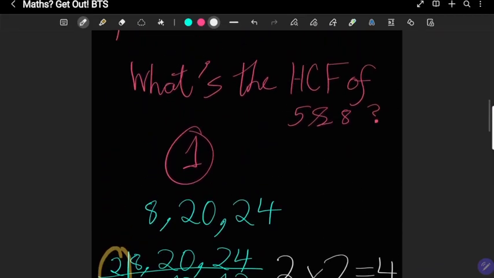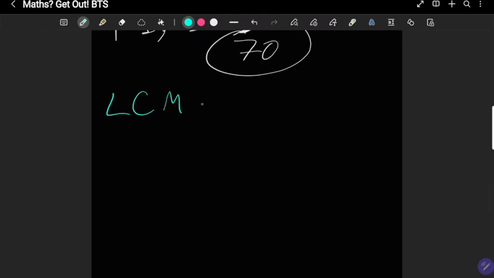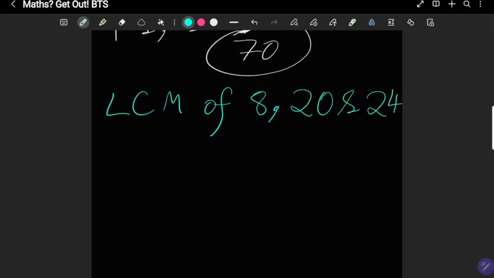And let's say we get 8, 20, and 24, which are HCF numbers, and we need to find the LCM of 8, 20, and 24. So let's say LCM of 8, 20, and 24. So these are absolutely horrible numbers. I know, it looks absolutely horrible.